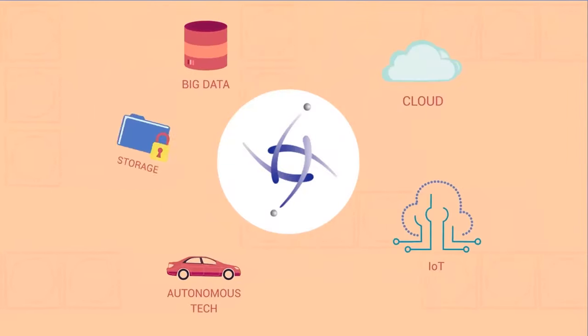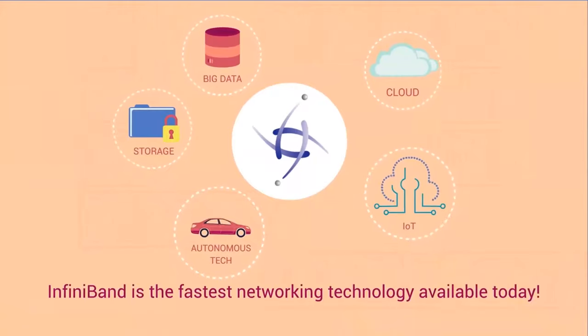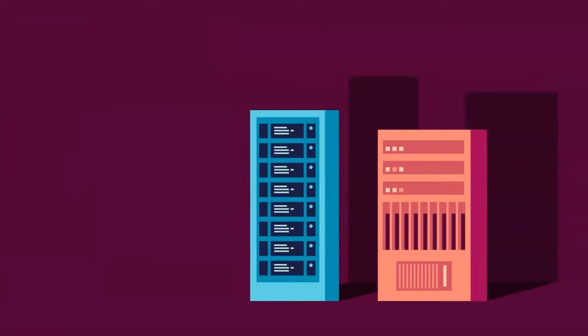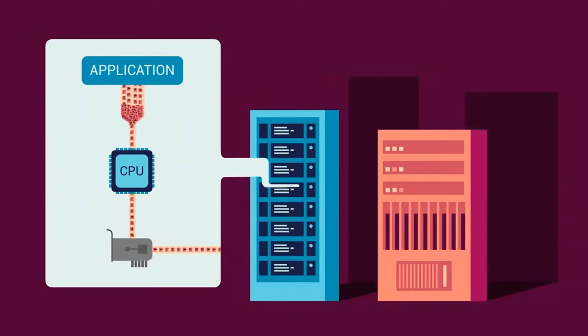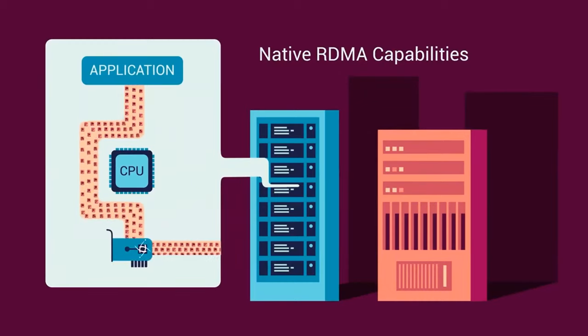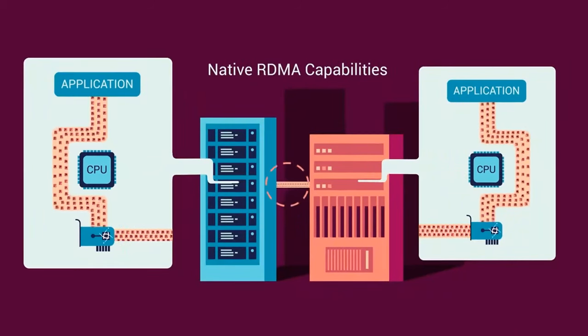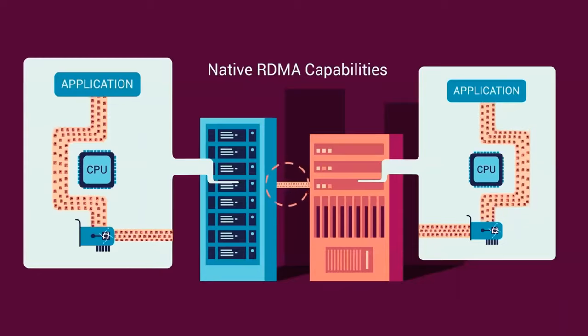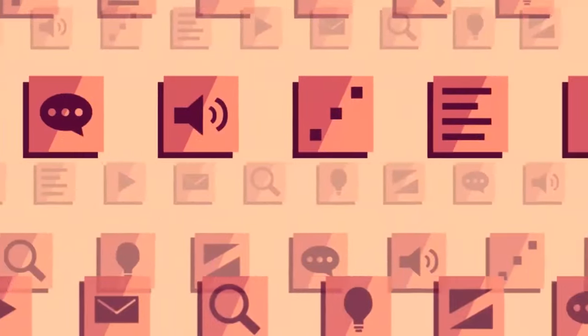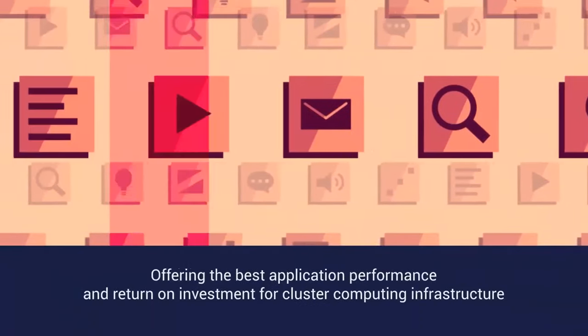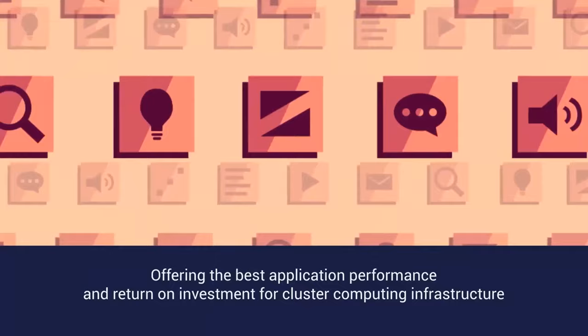Today, many different industries share the need for a fast interconnect. InfiniBand is the fastest networking technology available today. In a world where we have so much data moving and needing to be analyzed, the last thing the application needs is to waste valuable CPU time either transporting or waiting for the data. Instead, with native RDMA capabilities, meaning there is little overhead on the CPU, data can move between servers without distracting the CPU from the application. InfiniBand delivers business advantages and competitive leadership for any data center size, as it enables maximum performance from the CPUs and storage. The in-network computing capabilities of InfiniBand allow data to be analyzed while in transit, offering the best application performance and return on investment for cluster computing infrastructure.